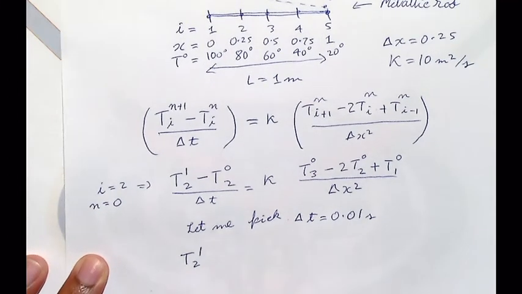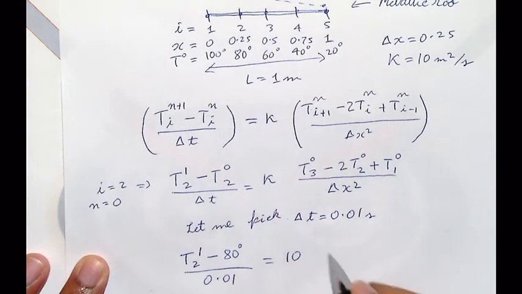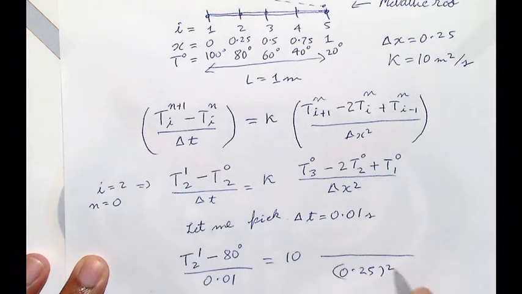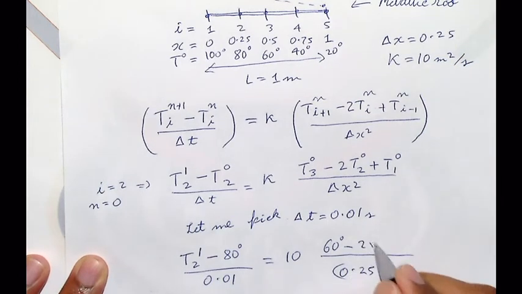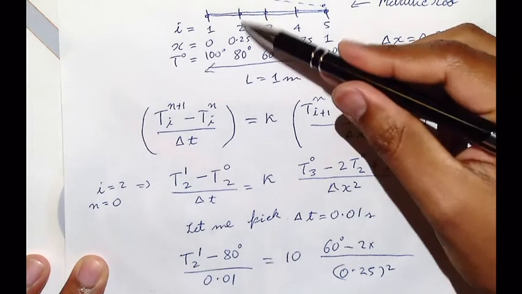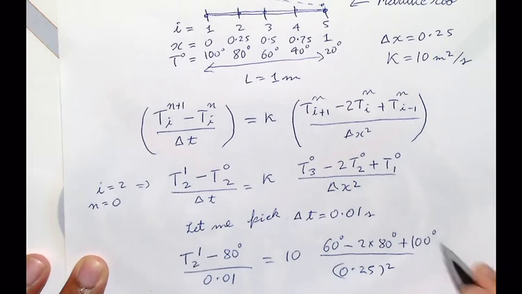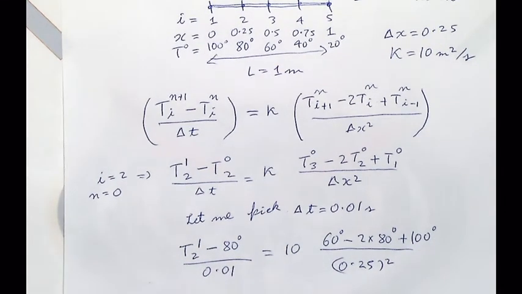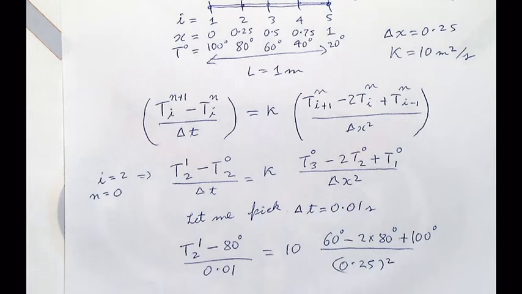T2 at step 1 is unknown, so that remains as a variable. What is T2 at 0? T2 at 0 is here, 80 degrees, over 0.01 equal 10. That's what I said kappa was, times 0.25 whole squared. What is this? T3 at 0 is what? 60 degrees. Minus 2 times what is T2 at 0? 80 degrees. What is the last one? It's 100 degrees. Okay, so now the only unknown remaining is T2 at 1, and we've basically figured out what temperature at node number 2 will be at the next step, next step being 0.01 seconds from the current time.